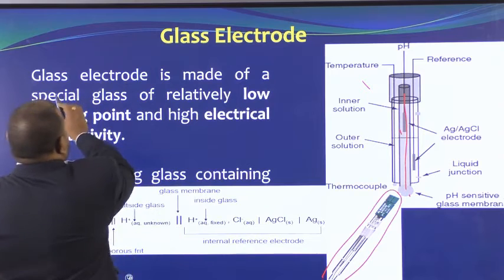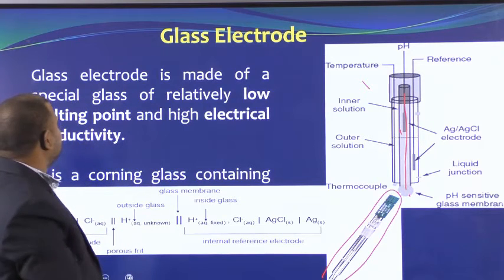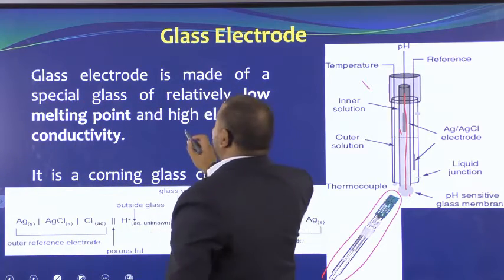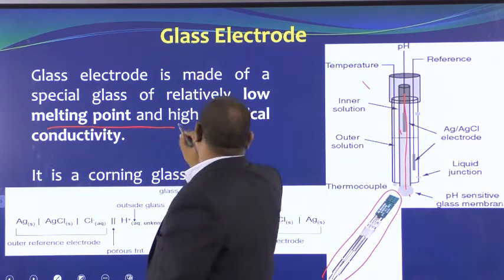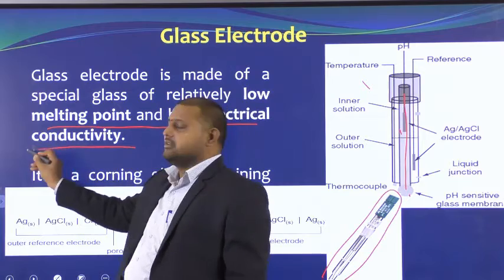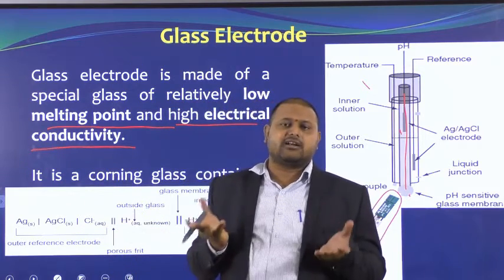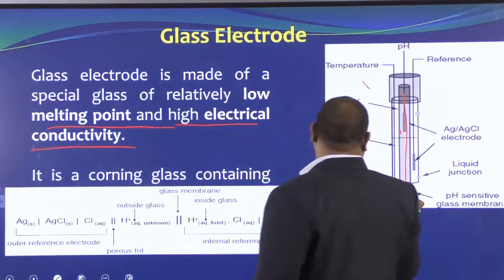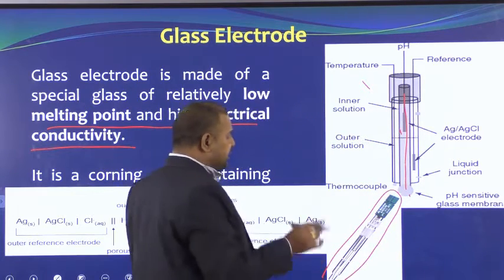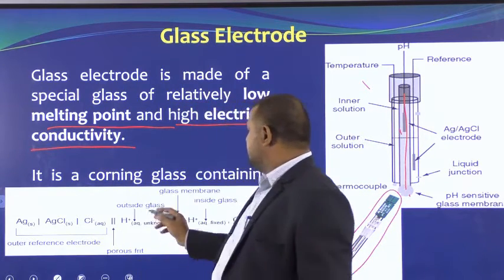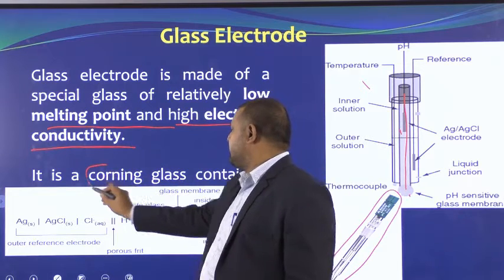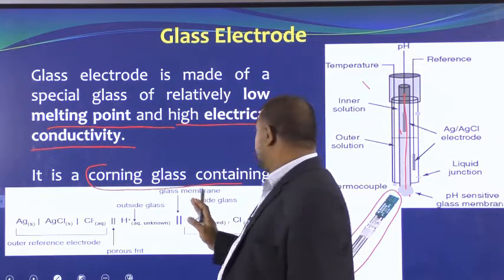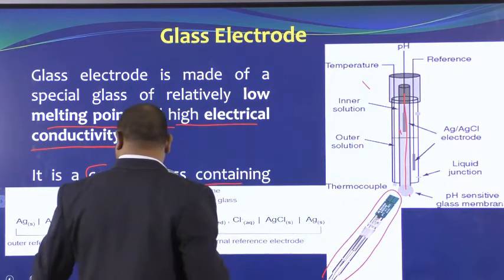So the glass electrode is made of a special glass. This is a special glass having a relatively low melting point and high conductivity. Generally glass does not conduct current, but the glass we are using in the glass electrode conducts current. Generally we use Corning glass, right? So it contains this one.